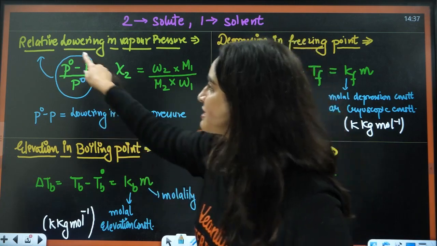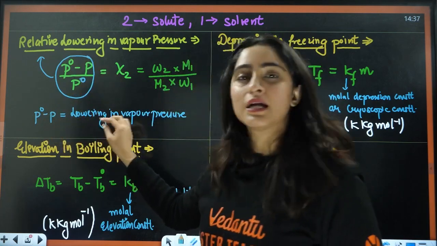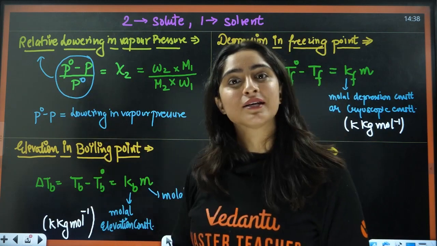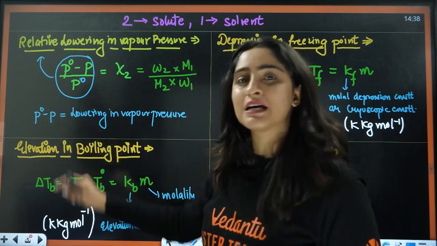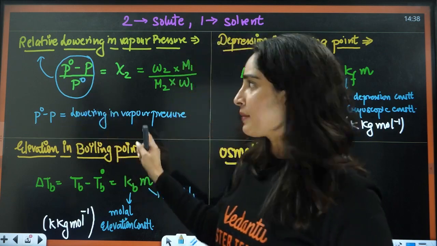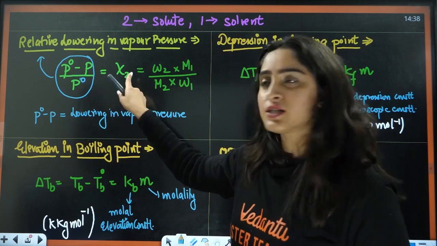So here we are going to see this is the relative lowering in vapor pressure, but P naught minus P is the lowering in vapor pressure, where P is the partial vapor pressure and P naught is the pure vapor pressure. So this is relative lowering and this is the lowering in vapor pressure, that is equal to the mole fraction of solute. This represents solute.